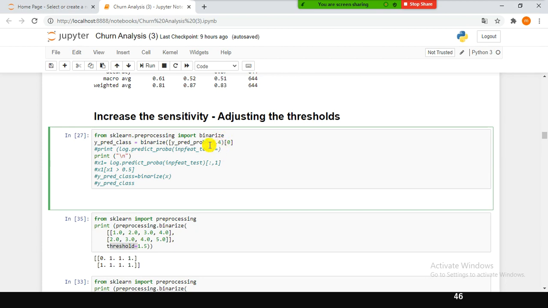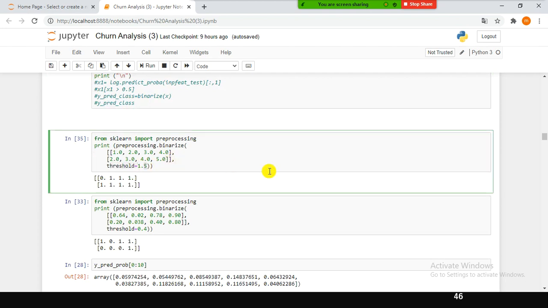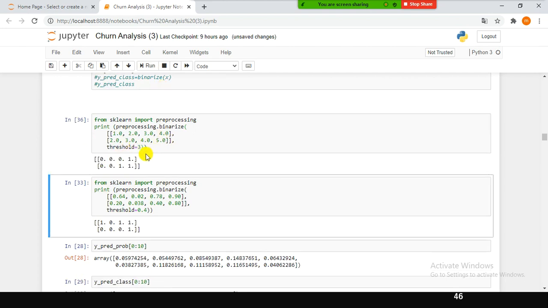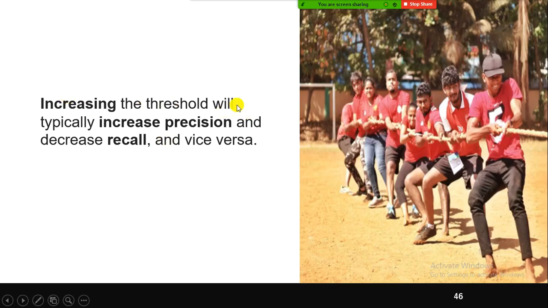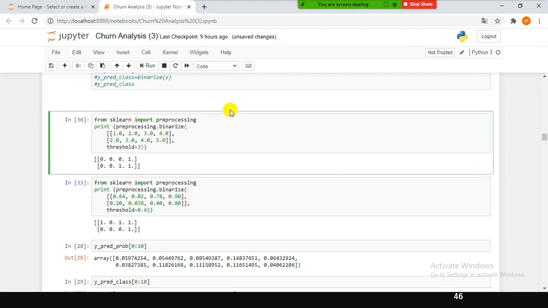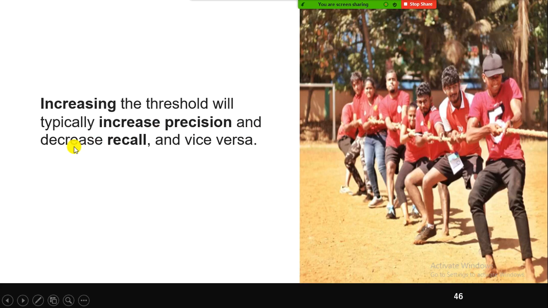When you adjust the threshold, instead of 0.4, if you specify 0.5, what will happen? Look here, if I specify 2 here, or let's say 3, what will happen? If I increase the threshold value, the number of 1s is less. Increasing the threshold will typically increase the precision, but it decreases the recall. You might still get confused here. What do you mean by increasing the threshold will typically increase the precision? Let's say you have only 10 observations.